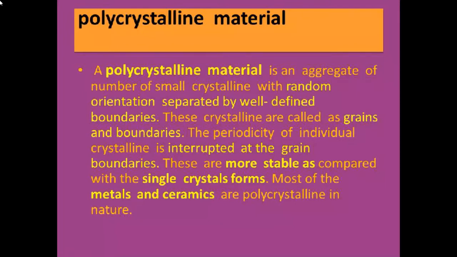These crystallites are called grains and the separations are boundaries. The periodicity of the individual crystallite is interrupted at the grain boundaries. Very important to note that it is interrupted at the grain boundary. These materials are more stable as compared to single crystal forms, and some of the metals and ceramics are polycrystalline in nature. In the fill in the blank based on this they can ask metals and ceramics. Some of the metals and ceramics are polycrystalline in nature.